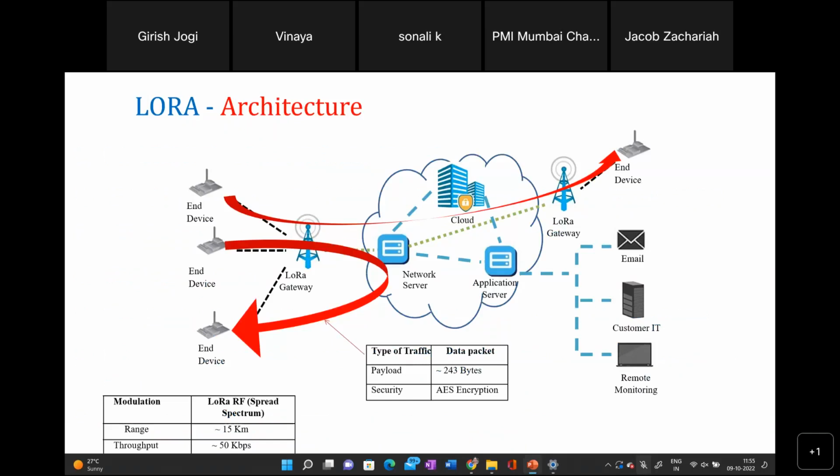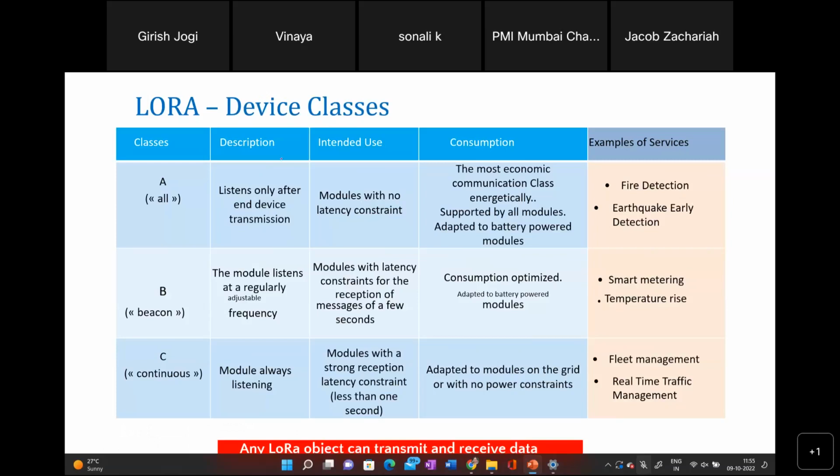So we won't go into much detail on the LoRa architecture. Those who want to can take it up afterwards. So LoRa has device classes, and there are many classes depending on the application. Class A only listens after the end device transmission, class B has beacons also, and the module listens at a particular frequency range, and class C module always listens.